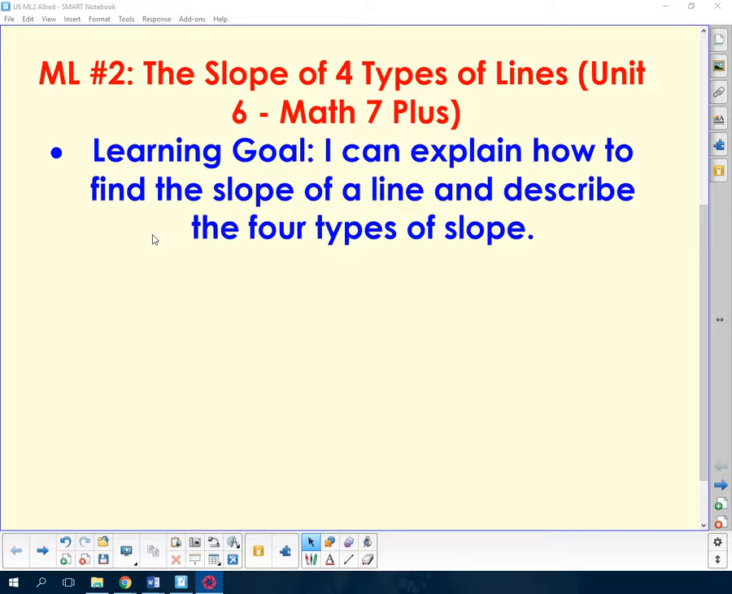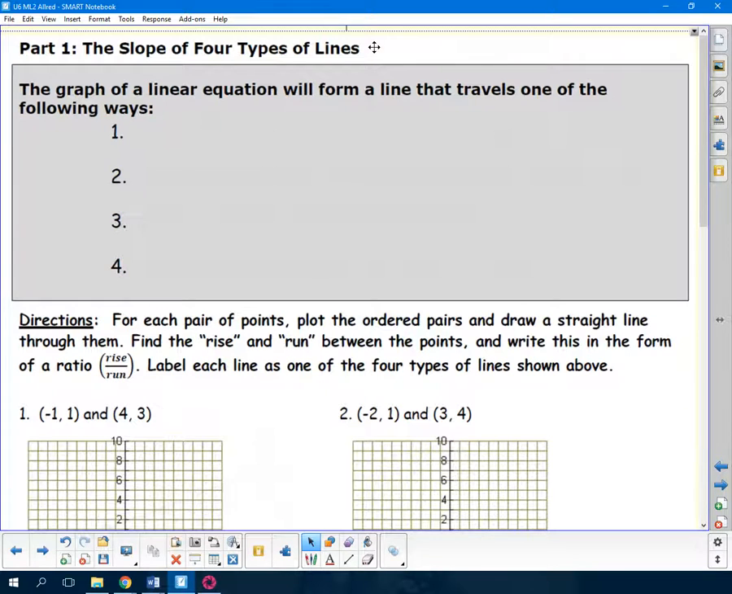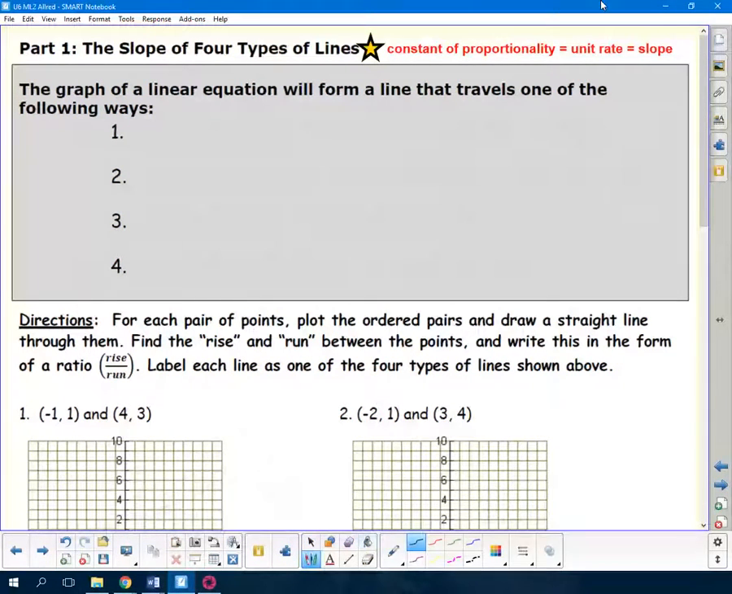So for a long time now, we've talked about constant proportionality. We've talked about unit rate. We talked about all these things, and we've written equations. We've looked at tables and written equations. We did this a little bit yesterday, and this has all been leading up to this. Here's the truth. This constant proportionality we're talking about, this unit rate, all of that is slope. It's all the same thing. I want you to write this down. Put a star next to it. The constant of proportionality, the unit rate, all of that is the slope of a line. We're going to talk about slope today.